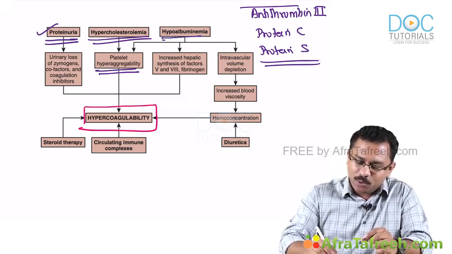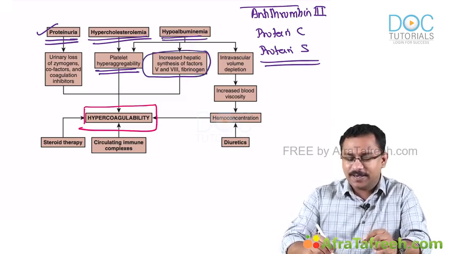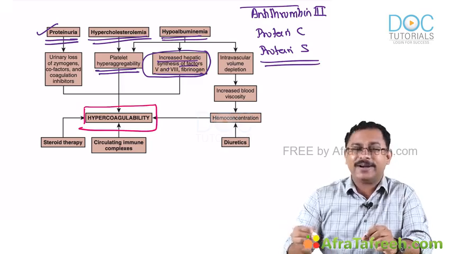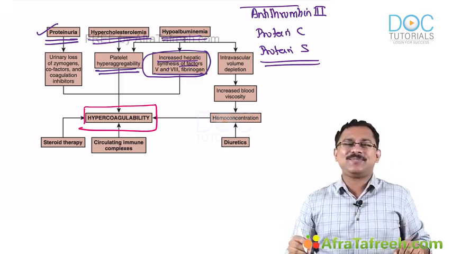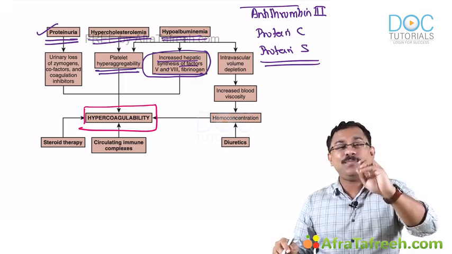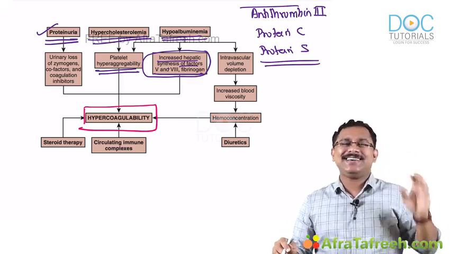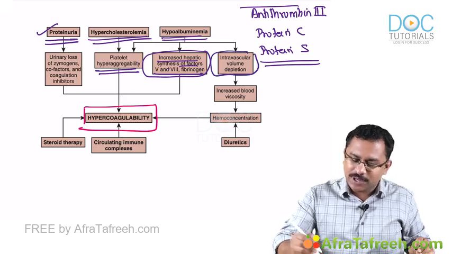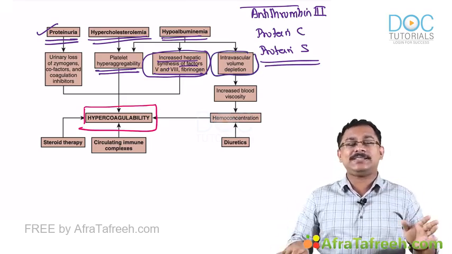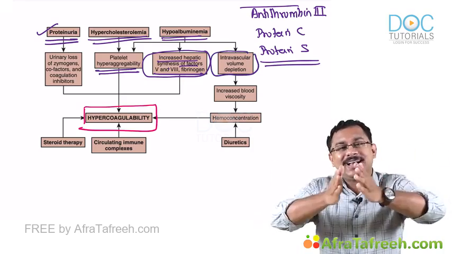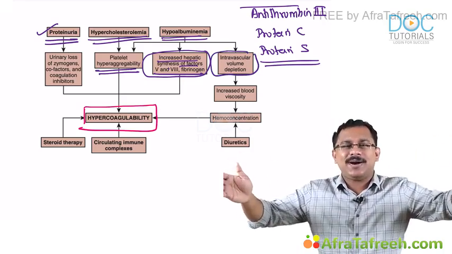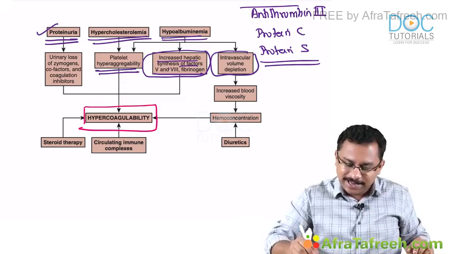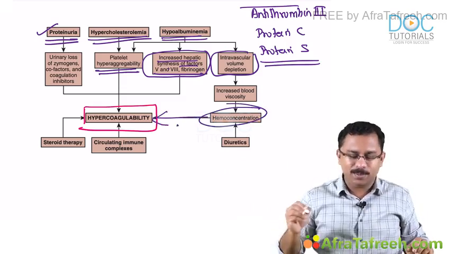And because of the hypoalbuminemia, there is an increased synthesis of certain factors like factor 5, factor 8 and fibrinogen. So remember, the value of fibrinogen is actually increased in nephrotic syndrome. And then there is intravascular volume depletion, and it is quite obvious that whenever you have fluid leaking out of your vascular compartment and there is hemoconcentration, that again can predispose to hypercoagulability.